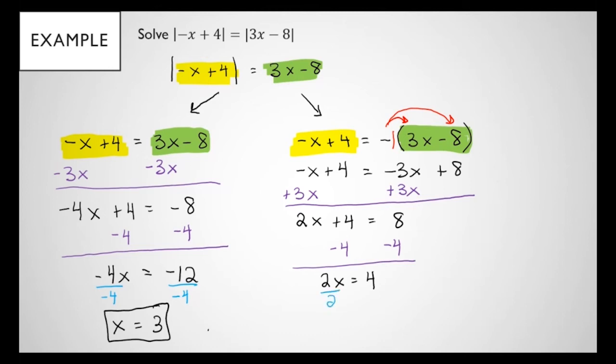Now I need to divide both sides by 2 because I have a 2 times an x in front. So 2 divided by 2 is 1, so I'm left with x. 4 divided by 2 is 2, so my second answer is x equals 2. So we have two answers, 3 and 2.